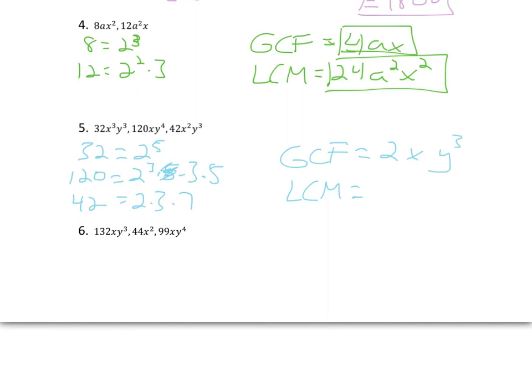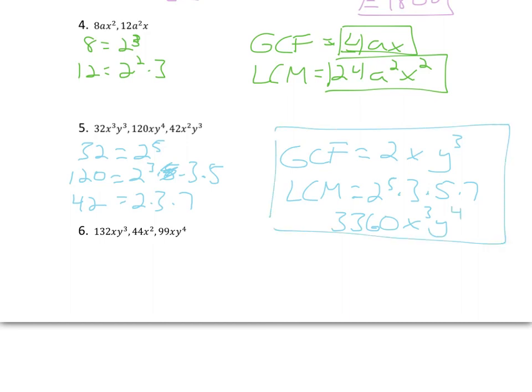For the least common multiple, we take the 2, the 3, the 5, and the 7, and the highest exponents that go with each. Let me write that out since it's so big: 2 to the 5th times 3 times 5 times 7. We have to multiply that out. 2 to the 5th is 32, times 3 times 5 times 7 gets you 3,360. Now you put the x and the y in there, with the largest exponent that goes with both, so x cubed y to the 4th. And that one's finished.